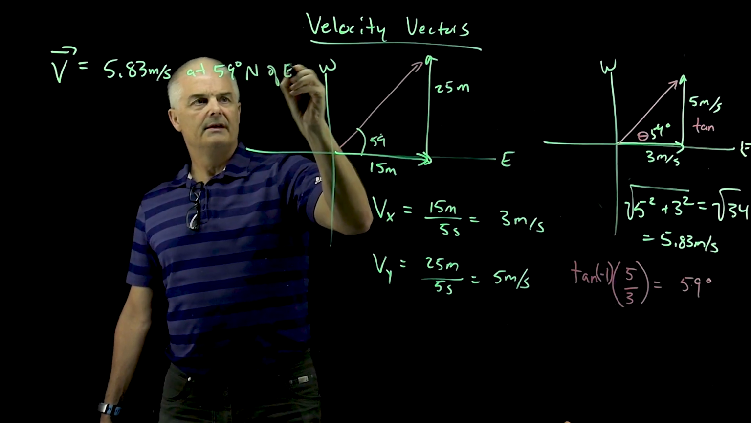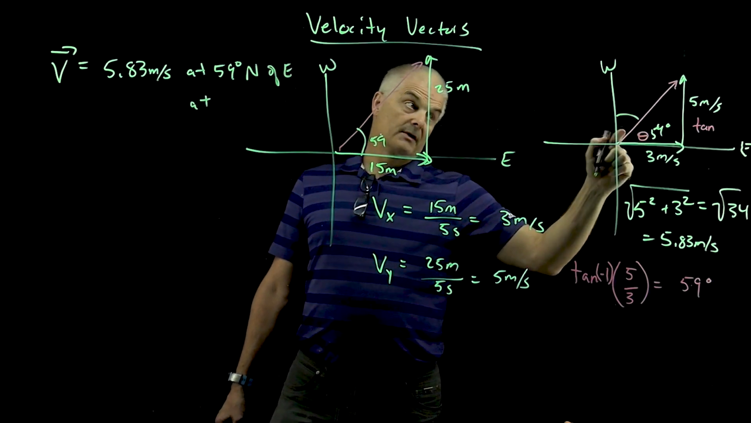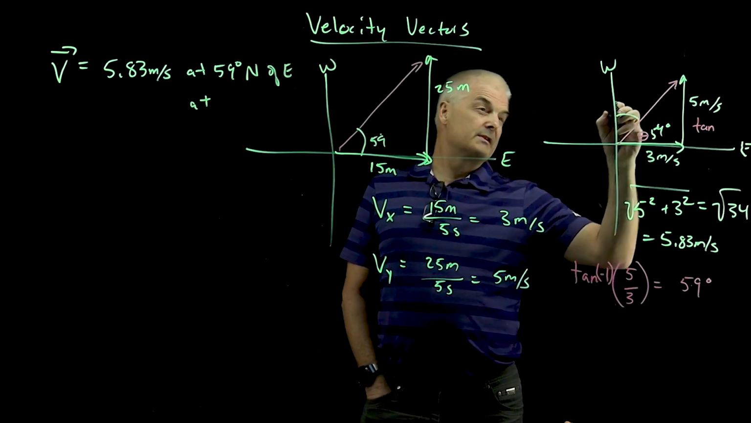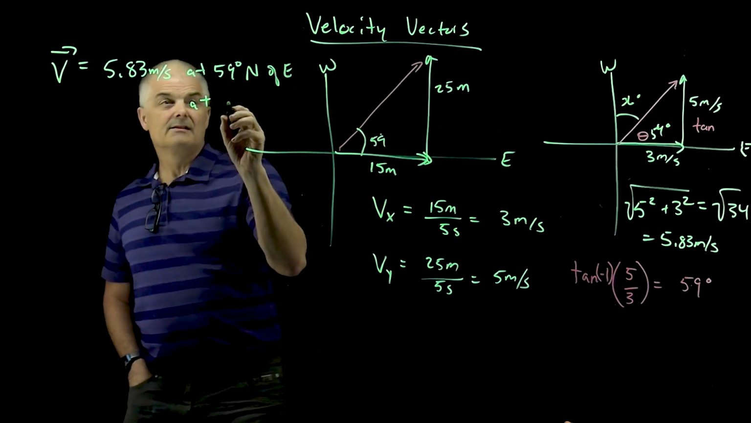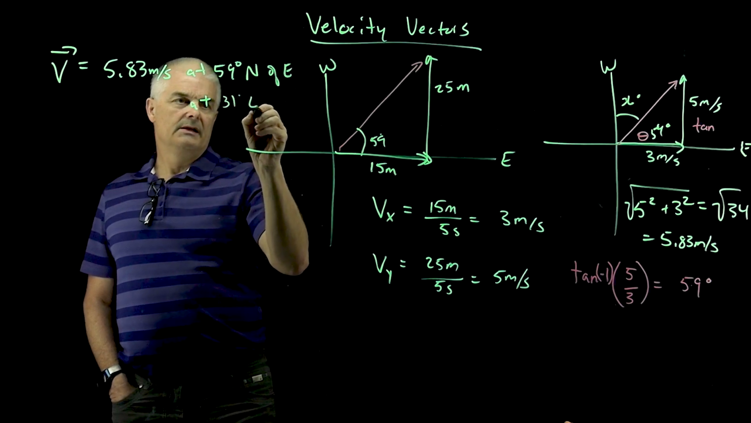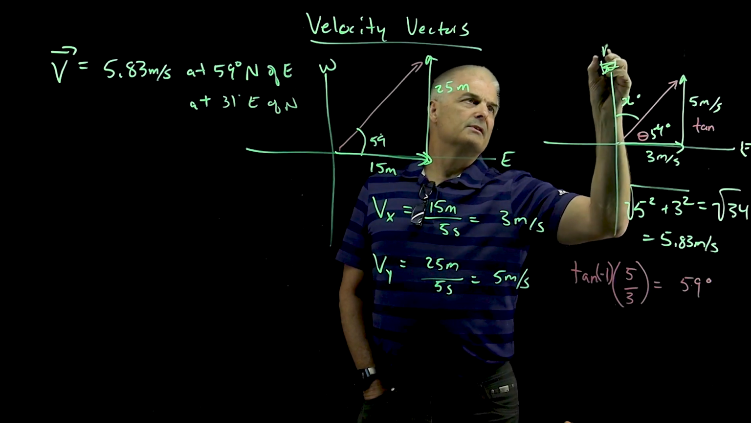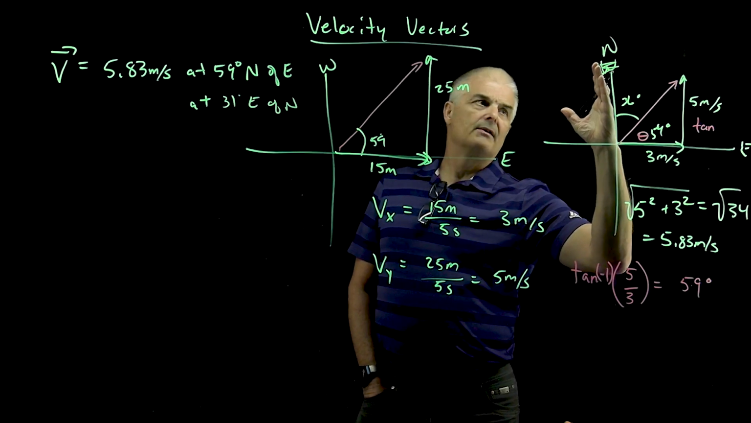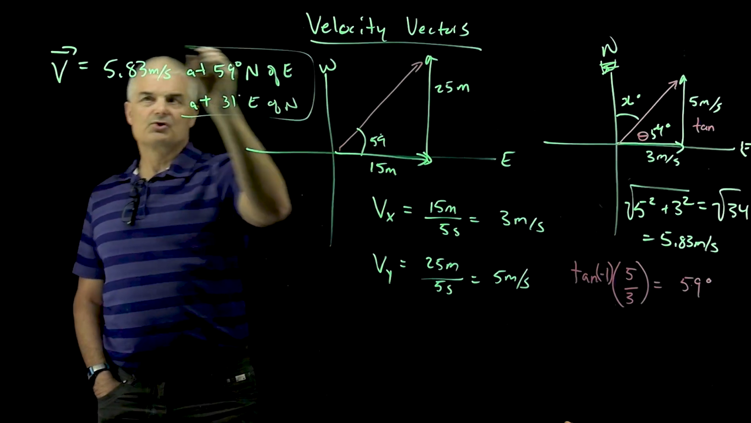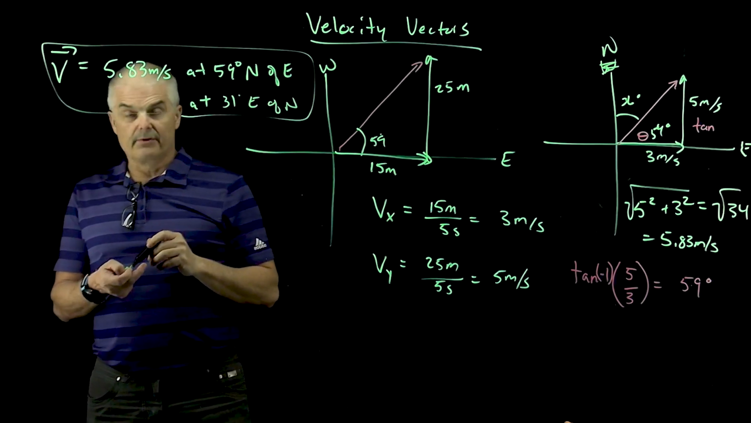N of E. By the way, you could also just as well say it this way, because this angle is 90 minus 59, which is 31 degrees. You could easily also say 31 degrees east of north. So you're starting at north, and you go east 31 degrees. So there are two perspectives. I just always come up from the origin. Either answer would give you the correct answer.